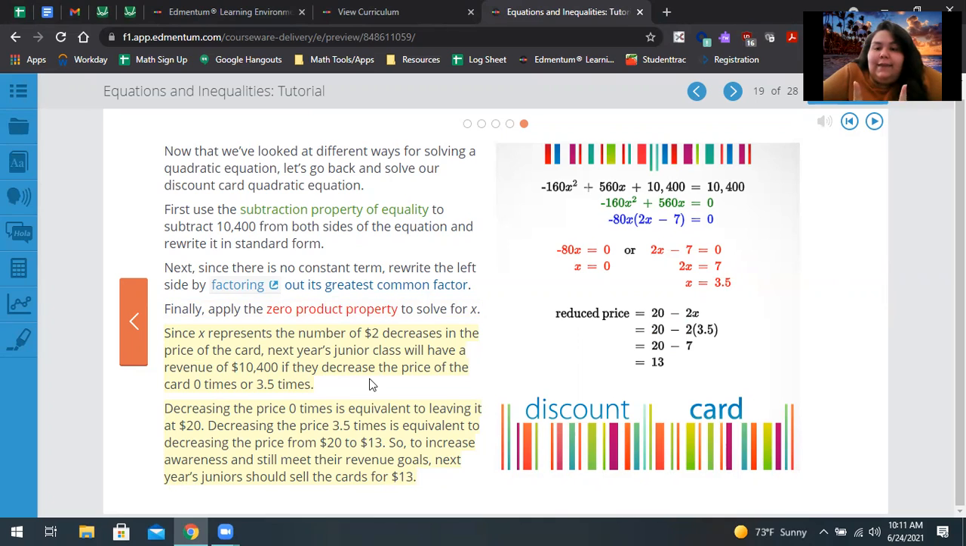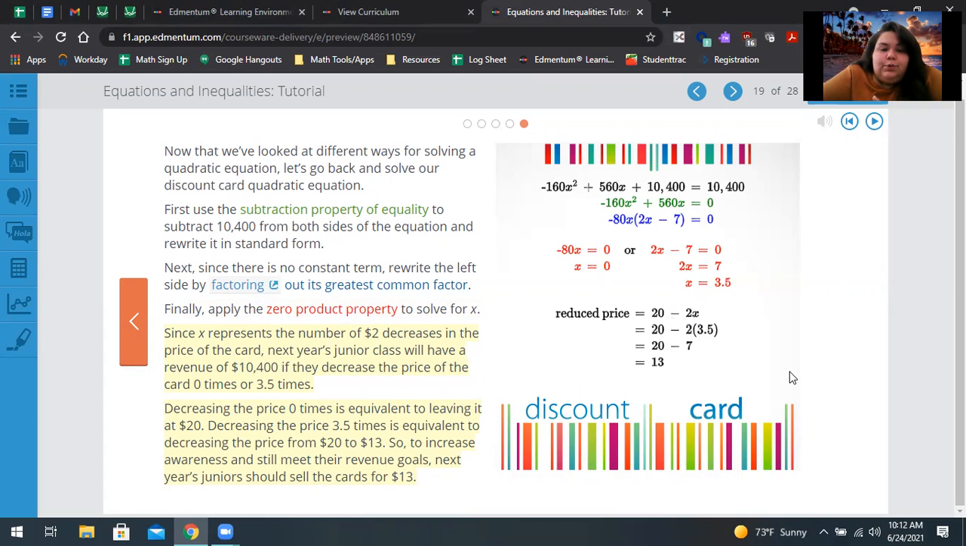So it says if they decrease it 3.5 times, they put it back into that factored form. They want to find the actual reduced price if they decided to bring the price of the card down. So it's 20 minus 2 times the 3.5 times they are going to do those increments. 2 times 3.5 is 7, 20 minus 7 is $13. So instead of selling the cards for $20, they're going to sell it for $13, so to increase awareness, they still meet their revenue goals.